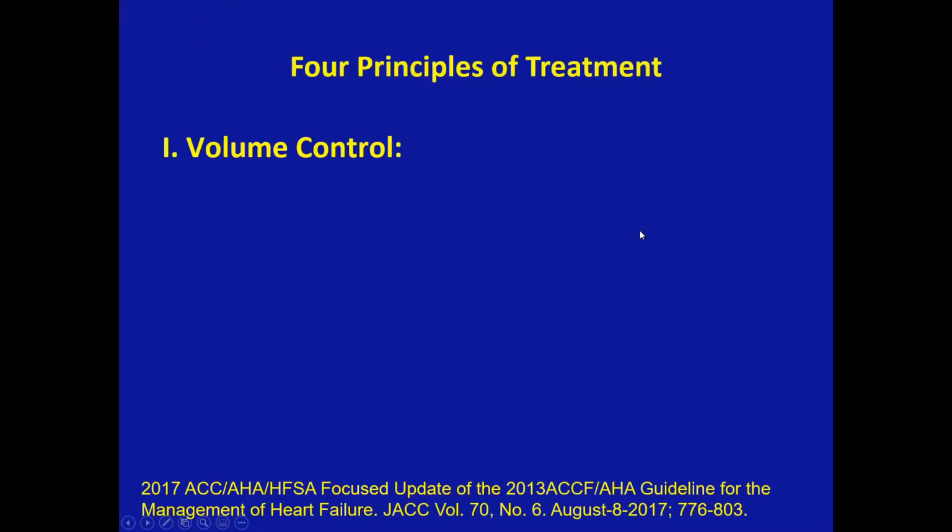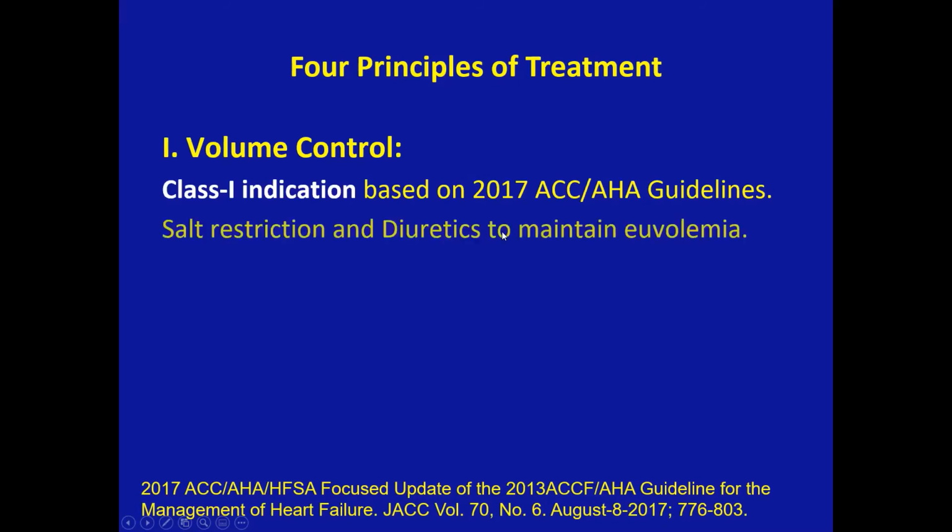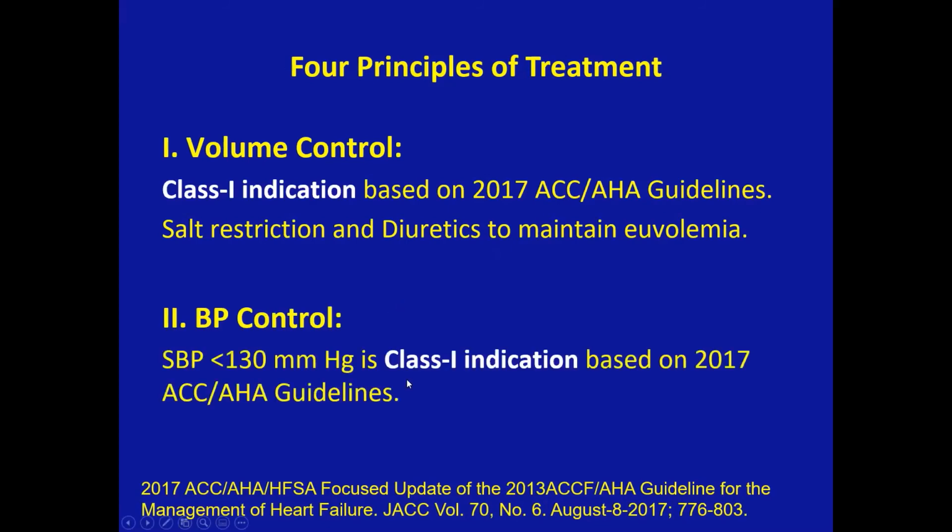So talking about the volume control: class 1 indication based on 2017 guidelines, salt restriction and diuretics to maintain euvolemia. They may not need maintenance diuretics, but each patient is different. Blood pressure control: systolic blood pressure less than 130, and diastolic pressure less than 80. It's a class 1 indication, again, based on 2017 ACC AHA guidelines. The guidelines don't mention the diastolic, but I use less than 80 based on other anti-hypertensive guidelines. So volume control, blood pressure control.